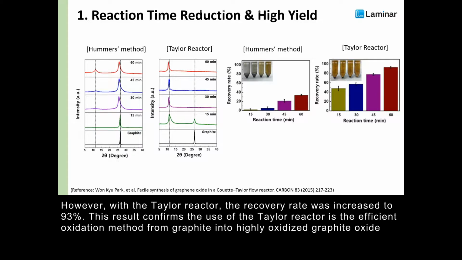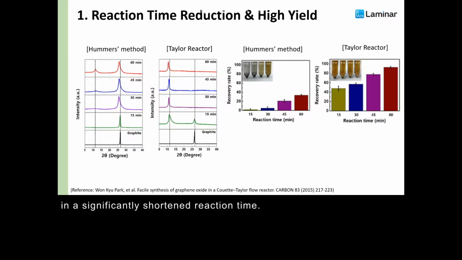However, with the Taylor reactor, the recovery rate increased to 93%. So this result confirms that the use of the Taylor reactor is an efficient method for oxidizing graphite into highly oxidized graphite oxide in a significantly shortened reaction time.